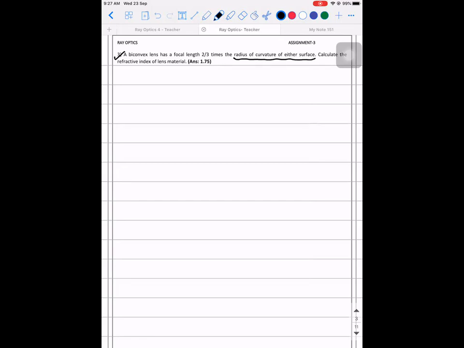Both the curved surfaces have the same radius of curvature. That is why they use the words either surface, meaning both the surfaces have the same radius of curvature. So it is a biconvex lens. Bi means both the sides are convex.